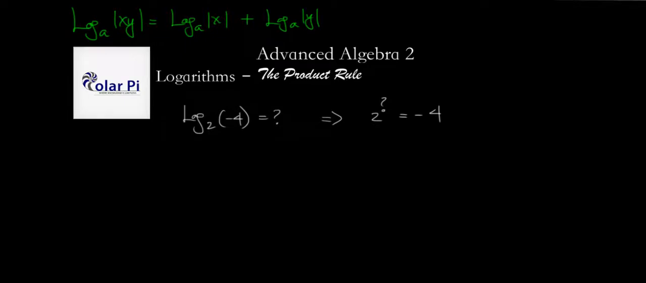But if we go back and write log base 2 of the absolute value of negative 4, we know how to make sense of this because it's saying log base 2 of 4, which we know to be 2. Okay, cool. So this is kind of a cheap explanation for why the absolute value is necessary.